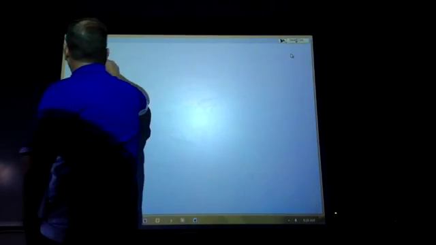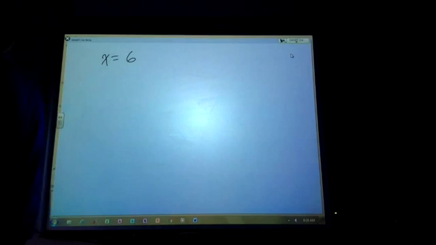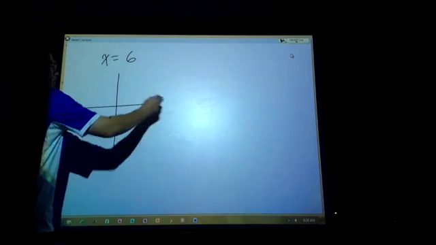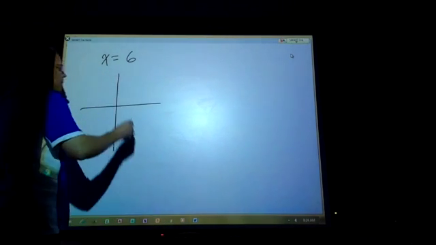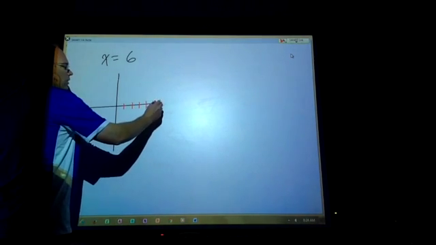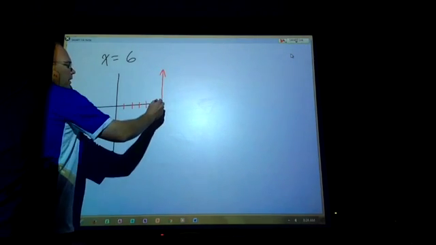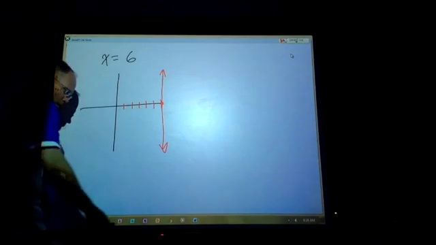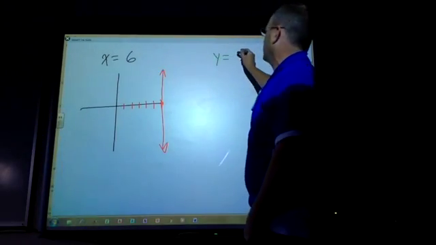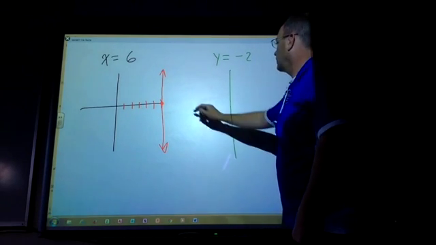If I have x equals 6, it's a straight line. What kind of straight line is it? Vertical. Good. Vertical. It's always kind of opposite. So you're counting in the x direction, 1, 2, 3, 4, 5, 6, and then it's going up and down. And then if it is y equals a number, it is horizontal.